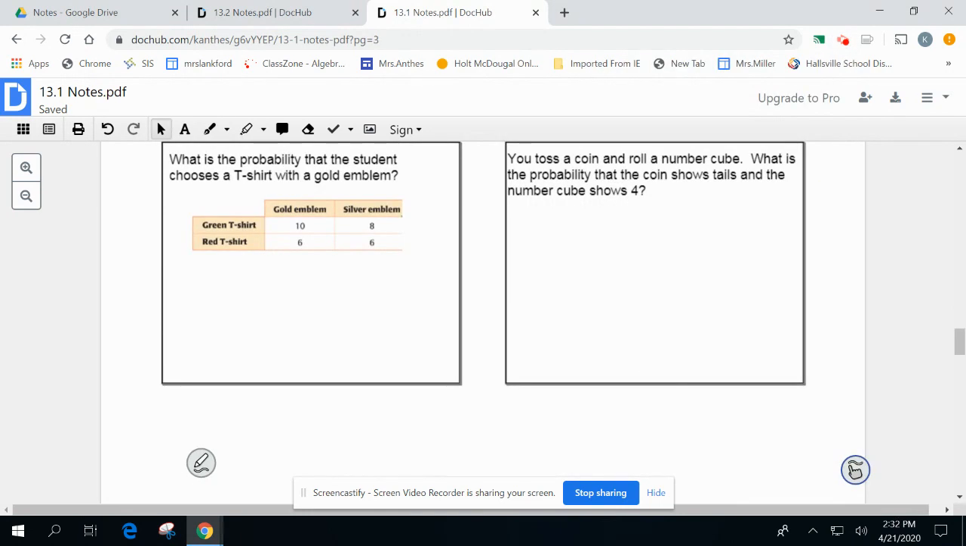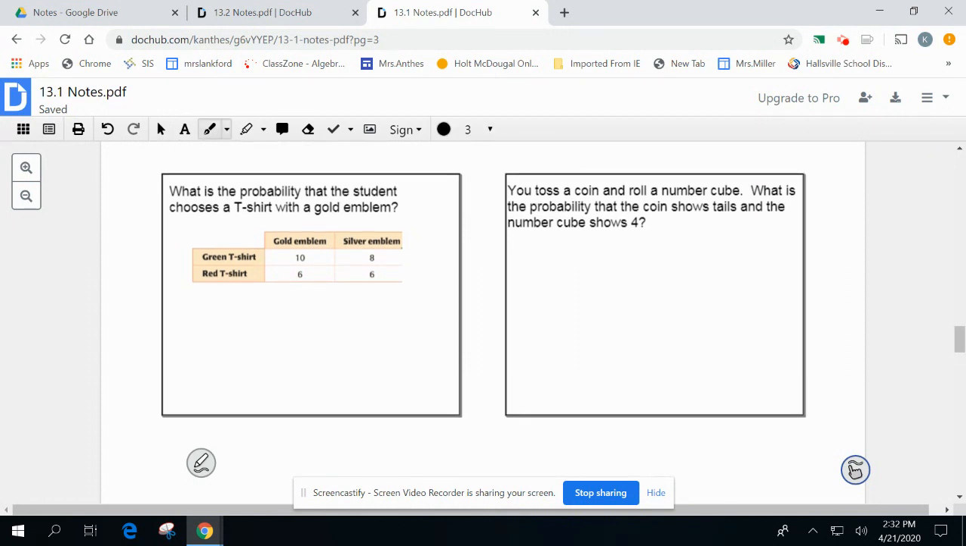Okay, for the next question, what is the probability that a student chooses a t-shirt with a gold emblem? So we're finding the probability of gold, and we have a total number of shirts again of 30. If you add up the gold emblems, there are 16 total. If you simplify that, you would have 8 over 15.